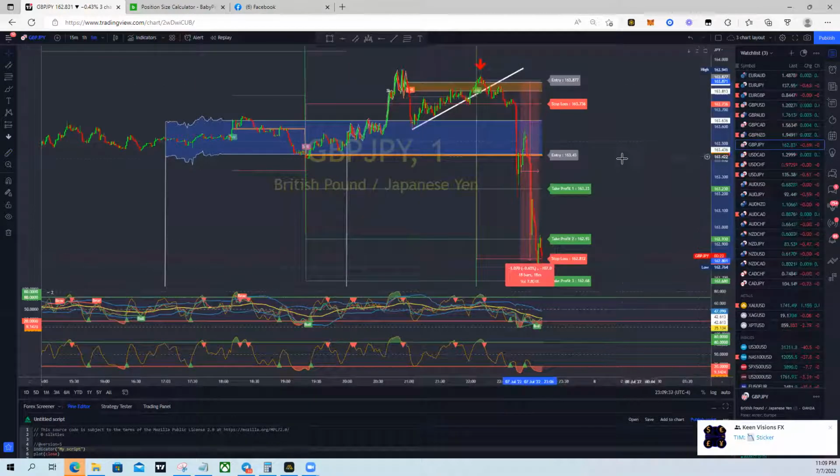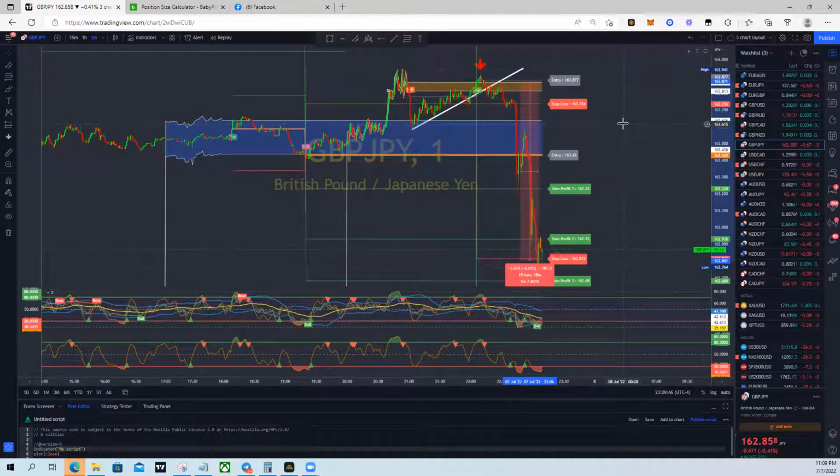100 pips on JPY, man. 100 pips on GBP JPY. Less than an hour. That was a trade right there.